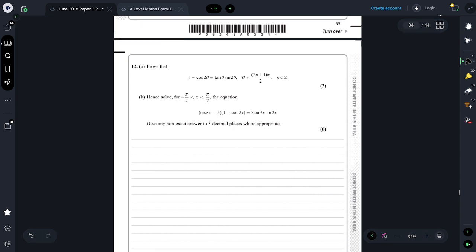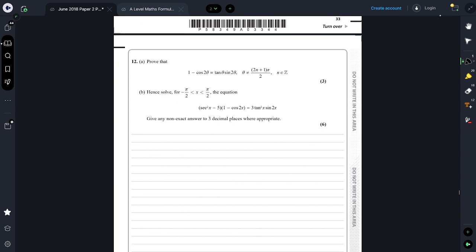Okay, question 12, and these are very typical: we're going to have a trig proof question. Prove that 1 minus cos 2 theta is identical to tan theta sine 2 theta.